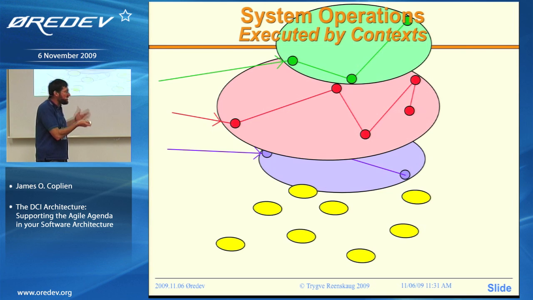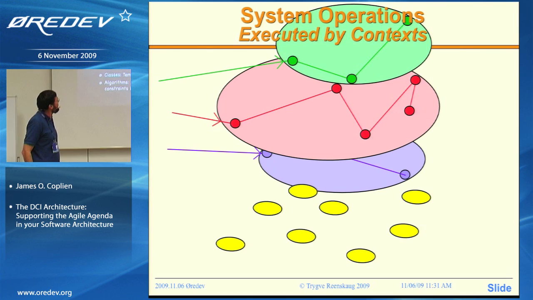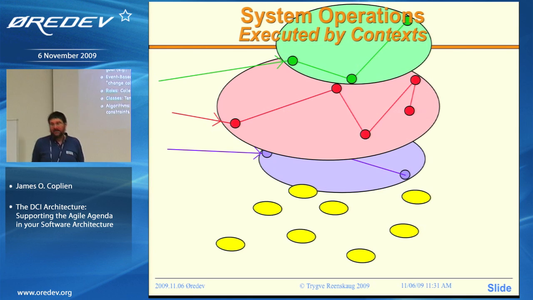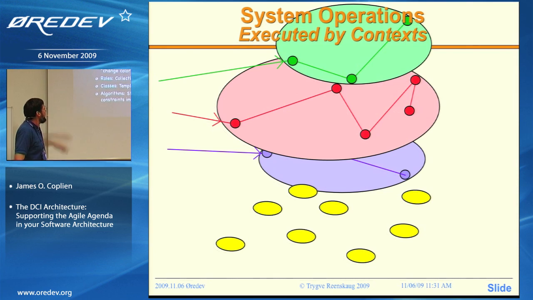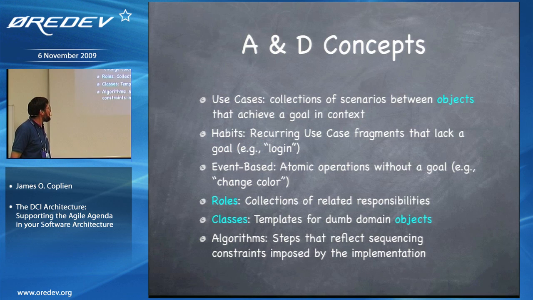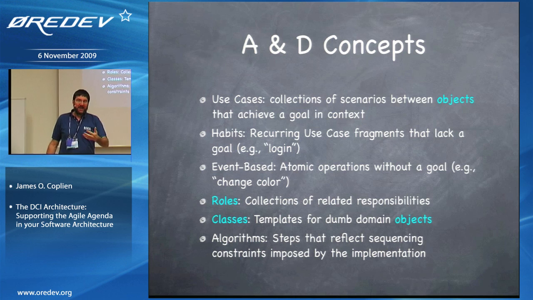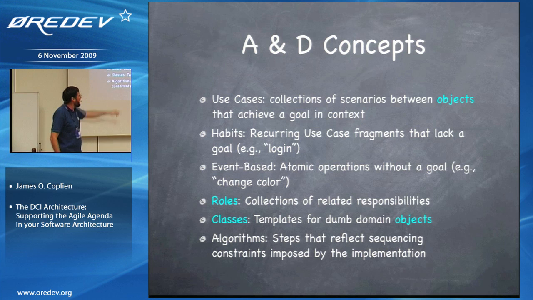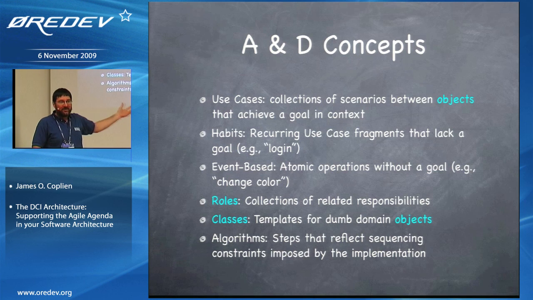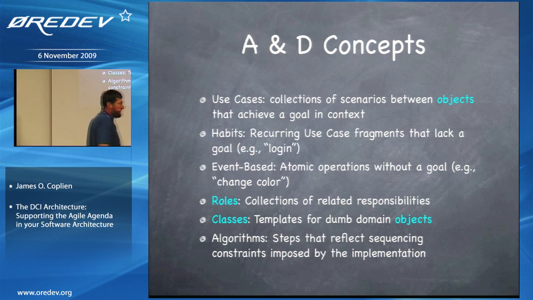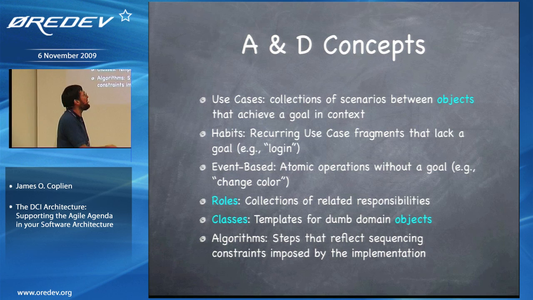So this comes back to some new analysis and design concepts. We have use cases. We have these habits, which are the parts that we can tease out of use cases and eventually turn into a reusable algorithm. We have this event-based way of looking at things. We talk about the interactions in terms of roles, like source account and destination account. We still have classes, and these are the templates for these dumb domain objects. And we have algorithms, and these are going to be the end product that comes out of design as we take use cases into implementation.